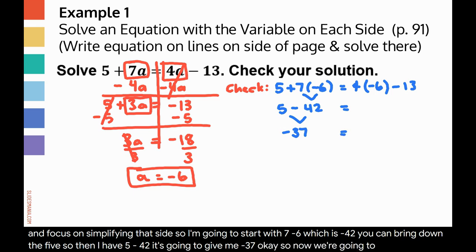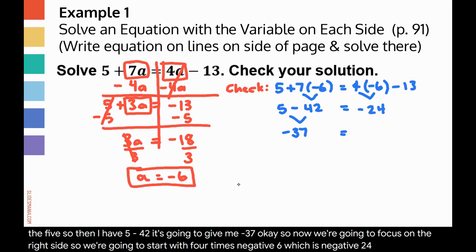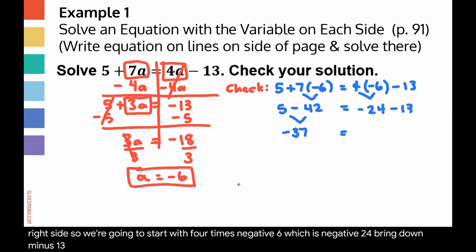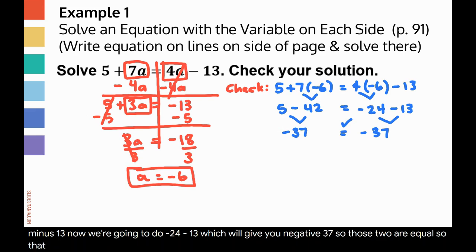Okay, so now we're going to focus on the right side. So we're going to start with 4 times negative 6, which is negative 24. Bring down minus 13. Now we're going to do negative 24 minus 13, which will give you negative 37. So those two are equal. So that checks. That means our answer of a equals negative 6 is correct.